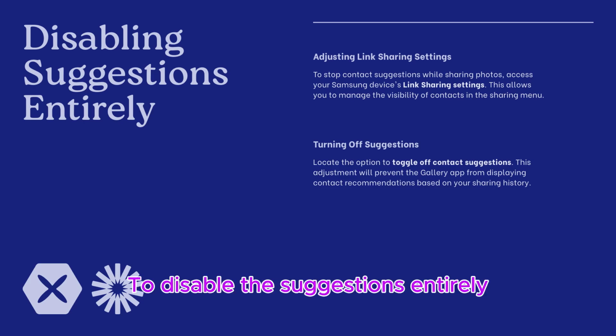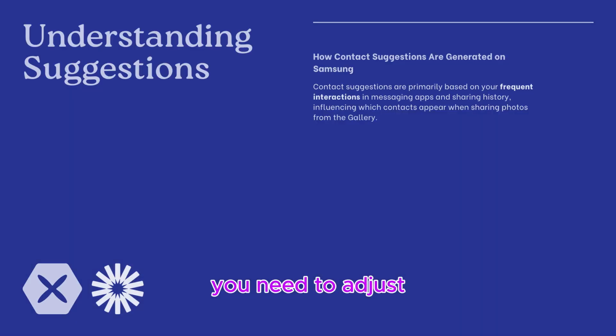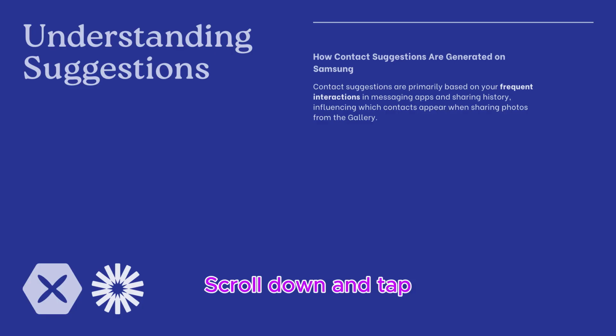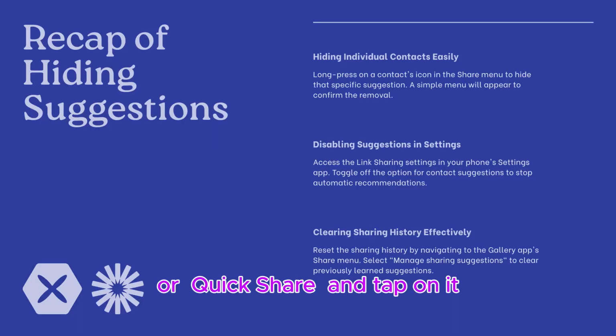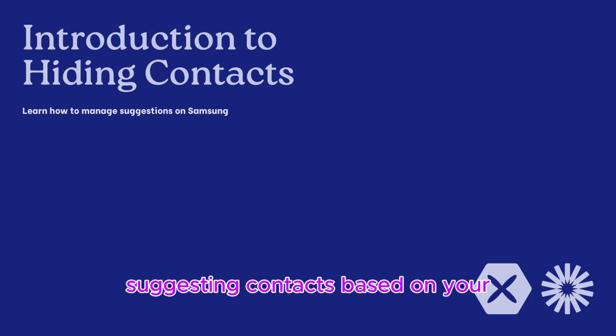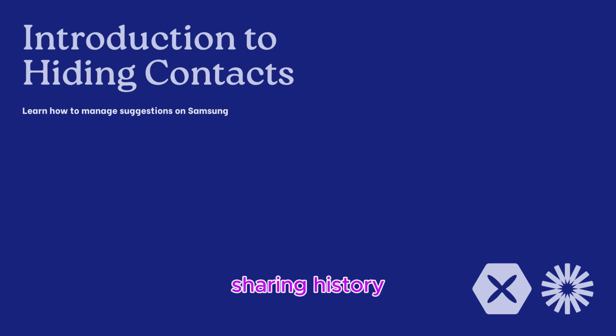To disable the suggestions entirely, you need to adjust settings in the Samsung link sharing service. Go to your phone's settings app, scroll down and tap advanced features. Look for link sharing or quick share and tap on it. Inside link sharing settings, find an option like show contacts to share with or suggest contacts, toggle this setting off. This will stop the gallery from suggesting contacts based on your sharing history.